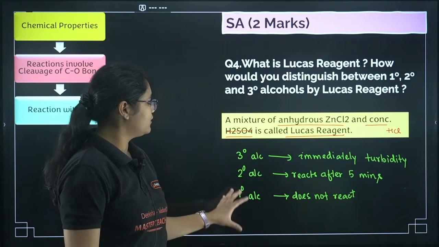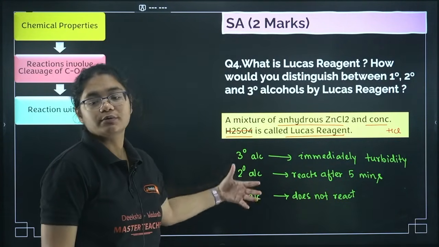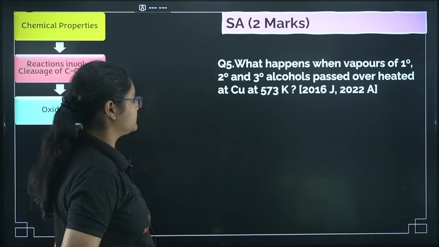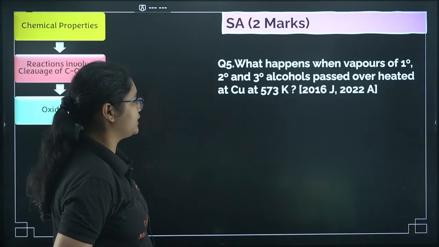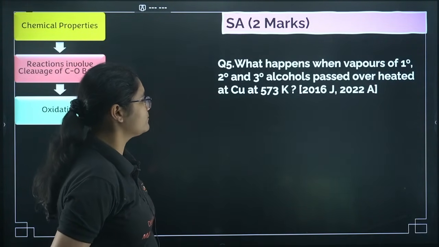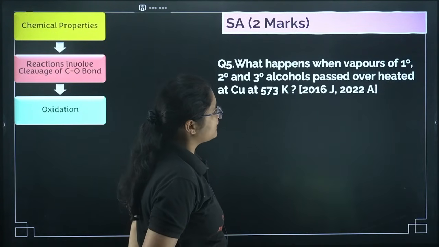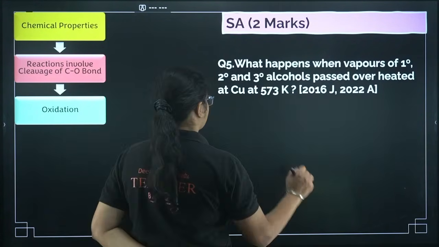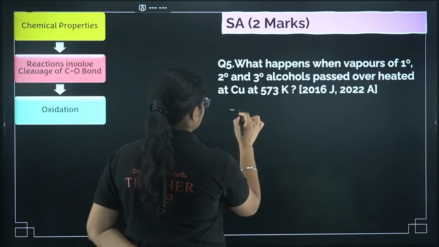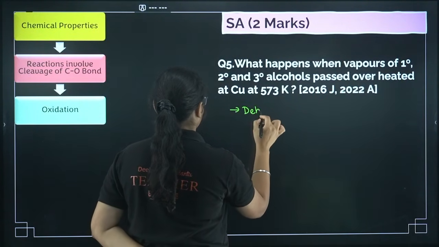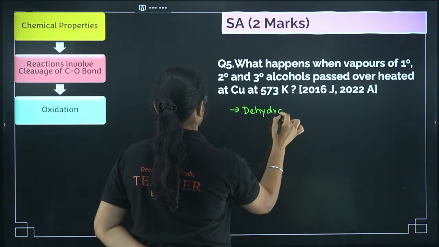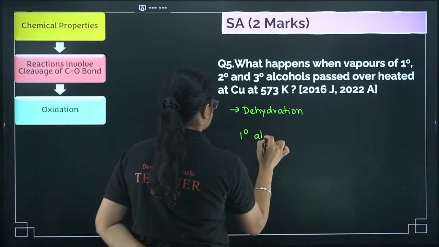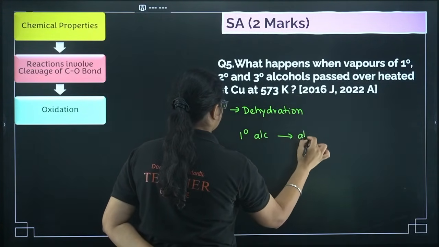Clear? So these are the 5, this is how you can differentiate using Lucas reagent. Next, what happens when vapors of primary, secondary and tertiary alcohols are passed over heated copper at 573 Kelvin? So you know what happens here. Here we have dehydration reactions. So primary alcohols will give you aldehydes.